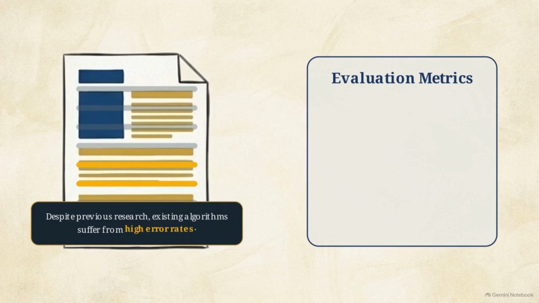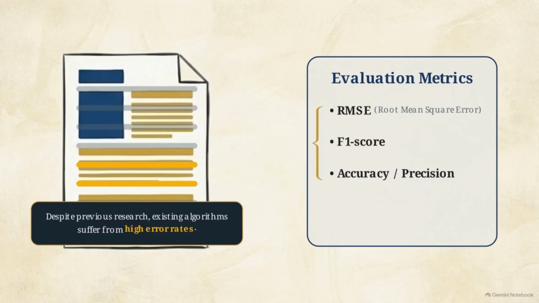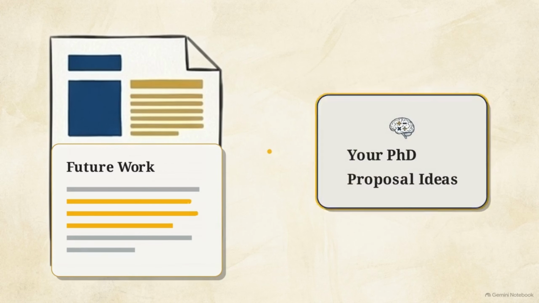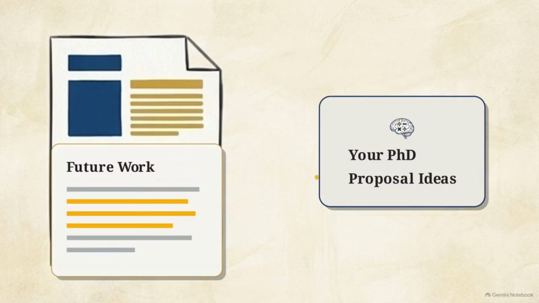If the authors identified high error rates as the problem, look for the specific metrics, like RMSE or F1 score, they used to prove their solution works. Ask why these metrics were appropriate for this specific gap. Finally, check the future work section in the conclusion. Authors often list the problems they were unable to solve. These unresolved issues are prime opportunities for your own research proposals.